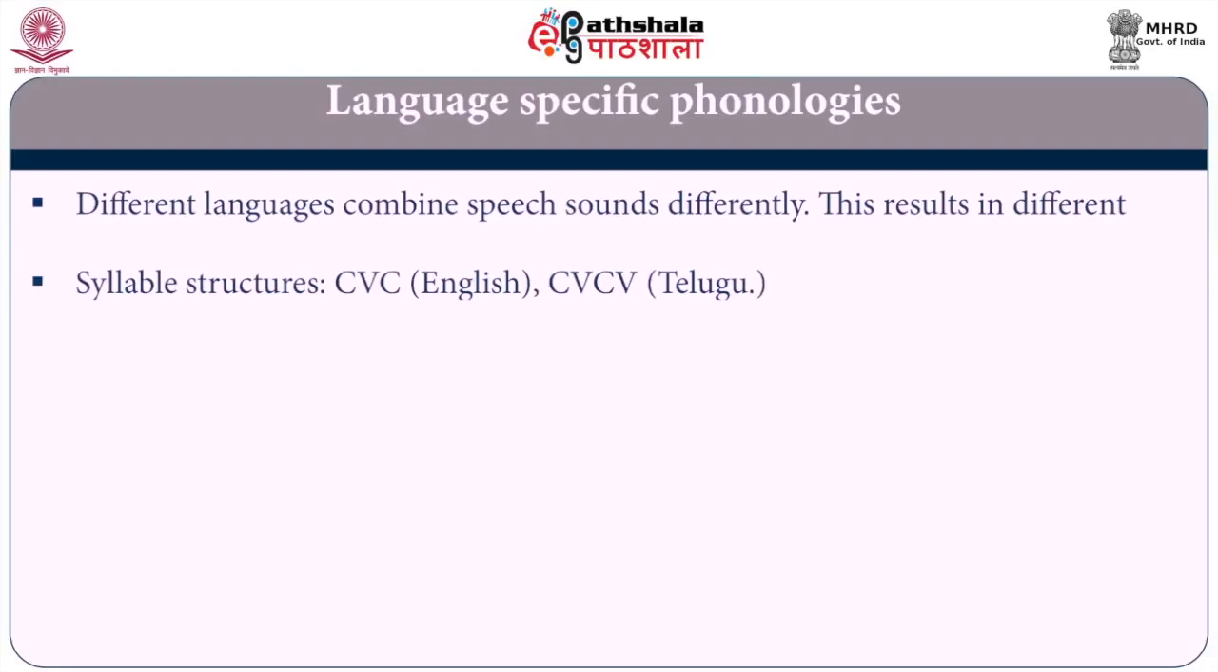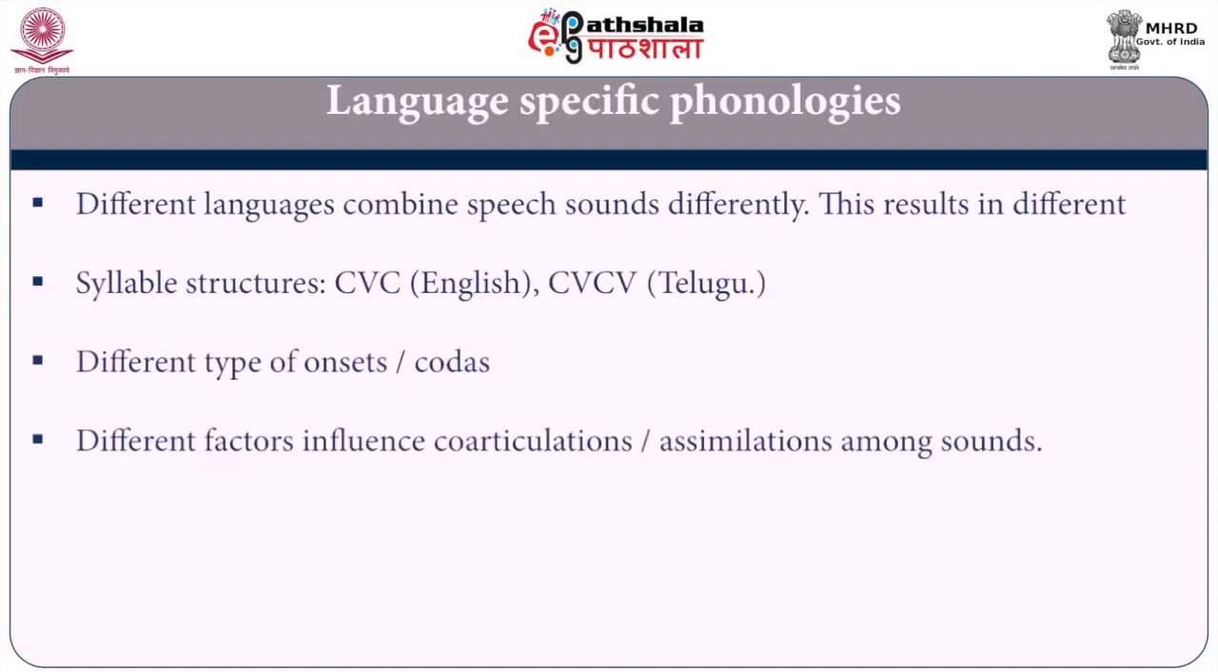Syllable structures vary across languages, and we have that knowledge. There are codas, as I told you a few minutes back: onset and coda are two parts of a syllable. What is allowed in the onset position and what is allowed in the coda position differ across languages. Then you have various other factors involving coarticulation and assimilation in fast speech. All this influences speech perception. Maybe more about that later.